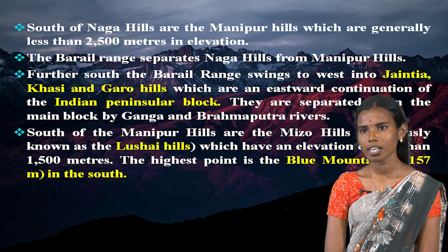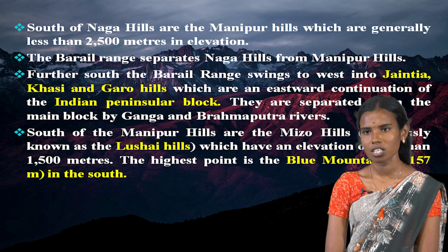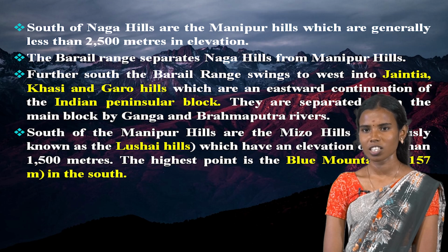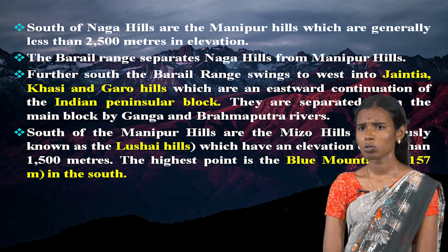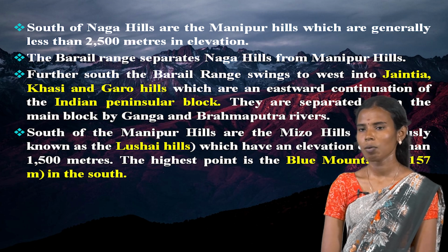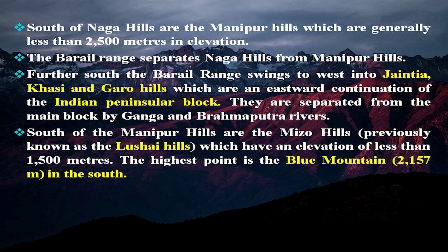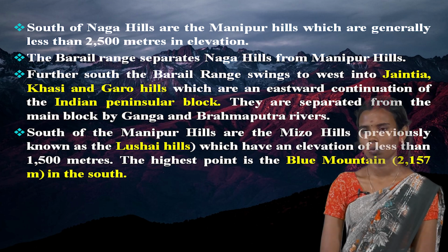Further south, the Barail range swings to the west into the Jaintia, Khasi and Garo hills, which are an eastward continuation of the Indian peninsular block. They are separated from the main block by the Ganga and Brahmaputra rivers. South of the Manipur hills are the Mizo hills, which have an elevation of less than 1500 meters. The highest point is the Blue Mountain, which is in the south.